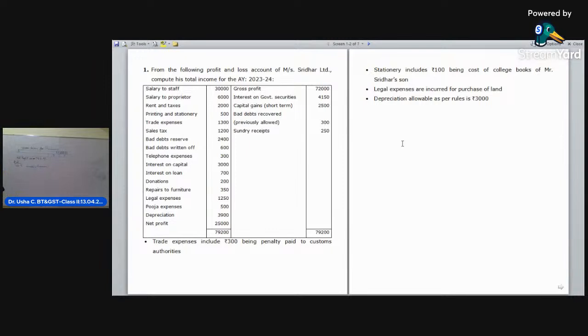Okay. First one, assessee. Assessee is Messrs Sridhar Limited. And residential status: we have to check whether the company is a resident or not. Since no information is given, we assume that it is a resident. Then assessment year, it is 2023-24, and previous year it is 2022-23.